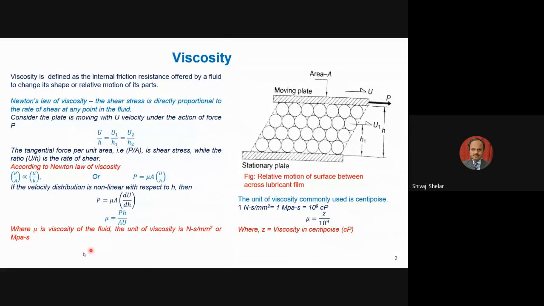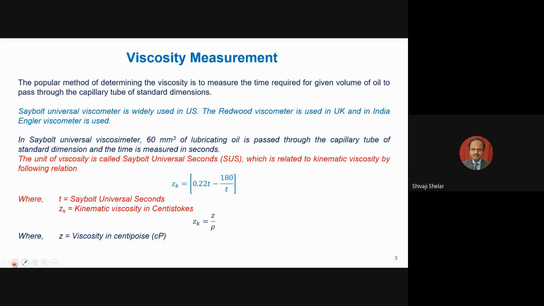Now let's go to the viscosity measurement, how this viscosity is measured. There are different methods to measure the viscosity. I have already talked about it, there are two types of viscosity. One is dynamic viscosity and another is kinematic viscosity. Direct measurement of dynamic viscosity is not possible by any method. Please remember, dynamic viscosity cannot be measured directly. So what you have to do is measure kinematic viscosity and convert it into dynamic viscosity. So let's understand how these kinematic or dynamic viscosities are measured here.